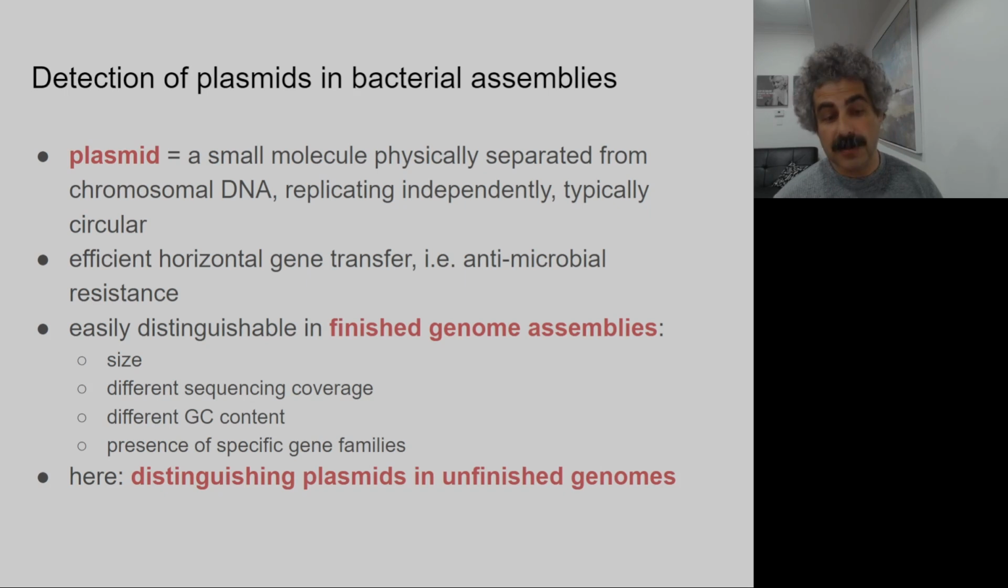If we are considering a finished genome assembly, the plasmids are typically easily identified since they have a different size and they have a different sequencing coverage, GC content, and specific gene families are typically present. However, it is much more difficult to distinguish plasmids in unfinished genomes, which are, for example, those created from short-read assemblies.